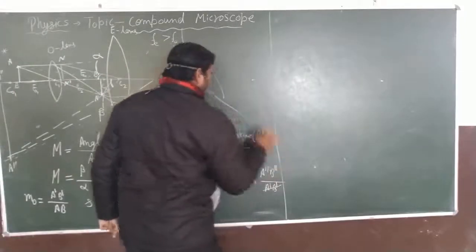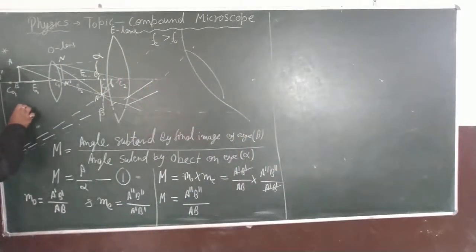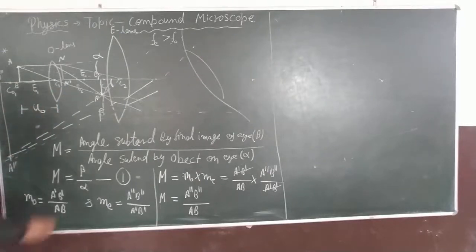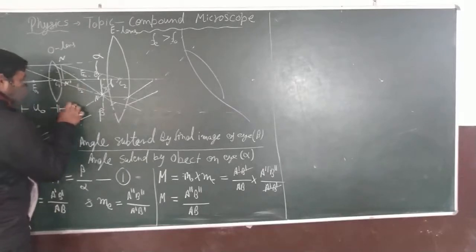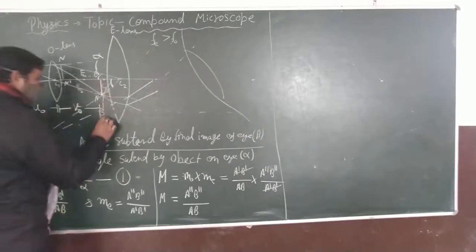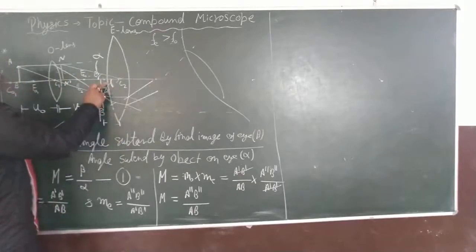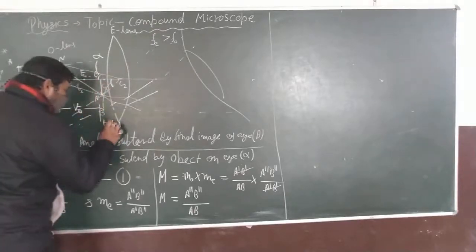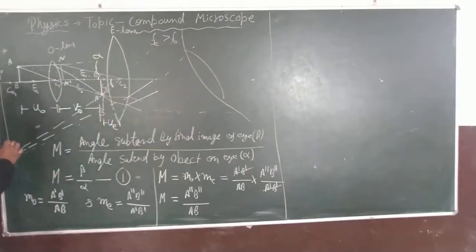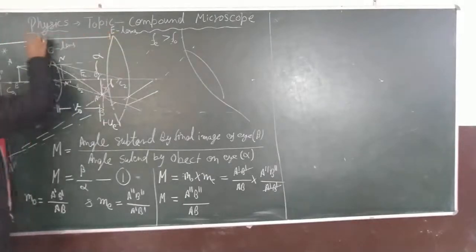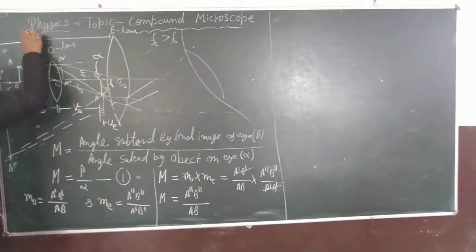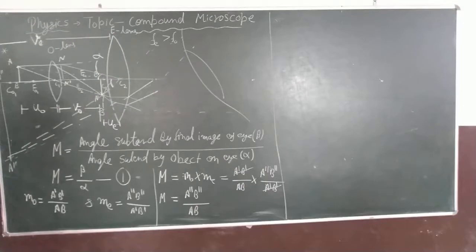See, if the distance of the object from the objective lens is u0 and the image formed by the objective lens is v0, okay, and this is the distance of the object for the eyepiece, ue, and this is the distance of the final image, VE, from the eyepiece.